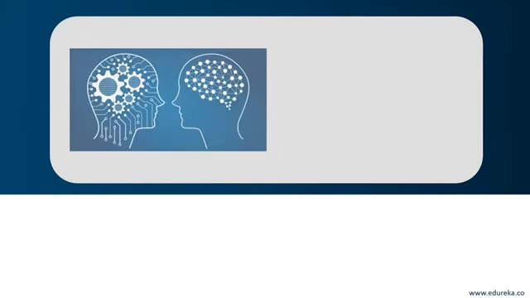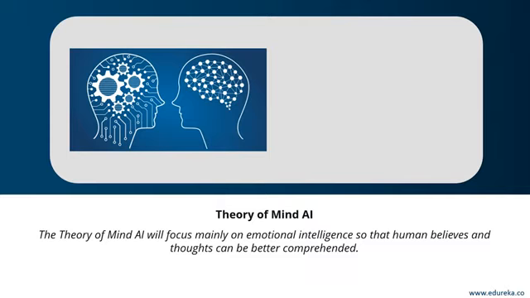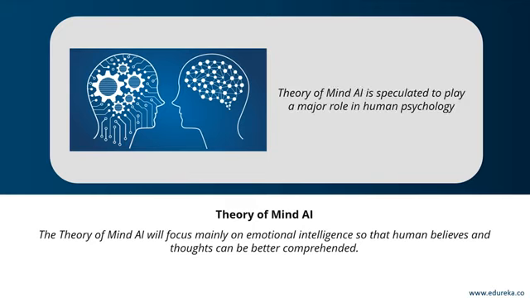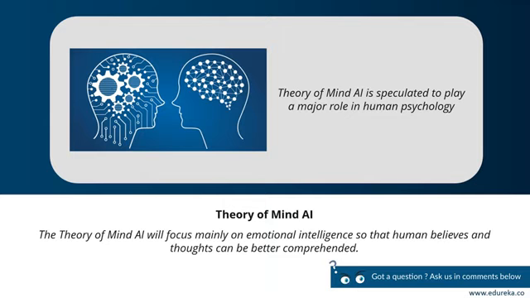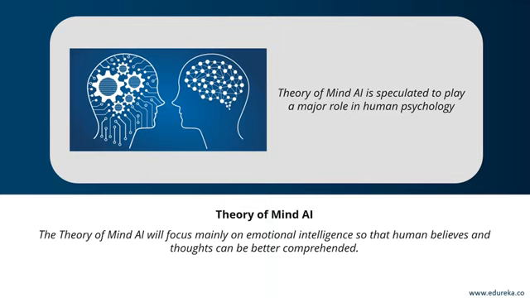Next, we have something known as theory of mind artificial intelligence. The theory of mind AI is a more advanced type of artificial intelligence. This category is speculated to play a very important role in psychology. This type of AI will mainly focus on emotional intelligence so that human beliefs and thoughts can be better comprehended. The theory of mind AI has not been fully developed yet, but rigorous research is happening in this area.